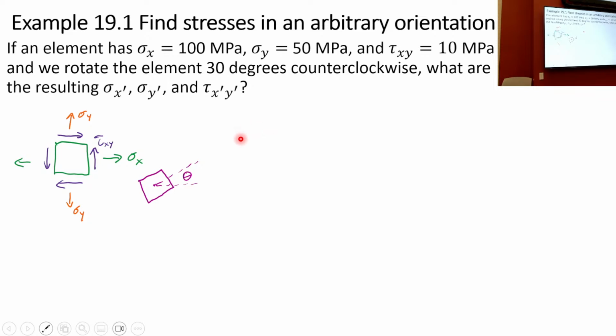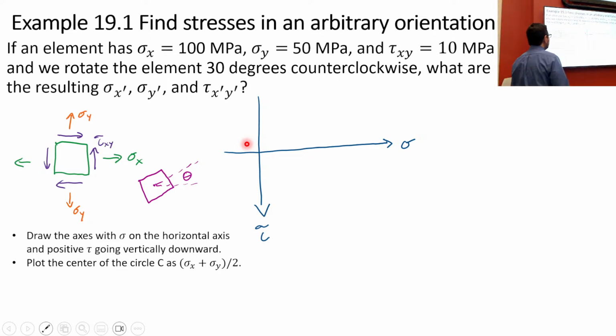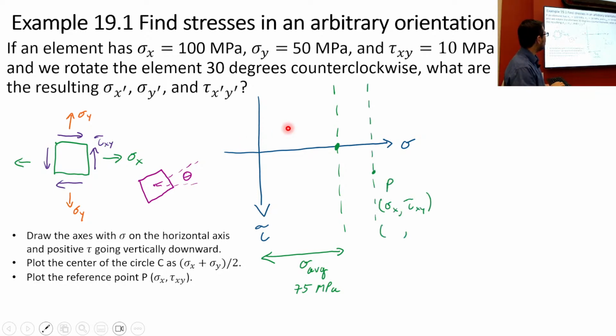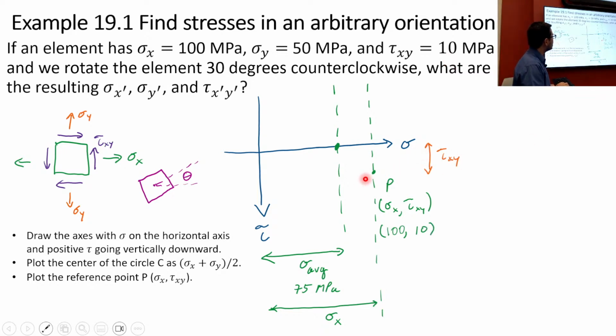So what do we do? We draw the axes. We plot the center. We then put our reference point down. What is our reference point? Well, it is sigma x, tau xy. So sigma x is 100 megapascals, tau xy is 10 megapascals. So we put this down, and then we know that it's here. We already kind of drew that.